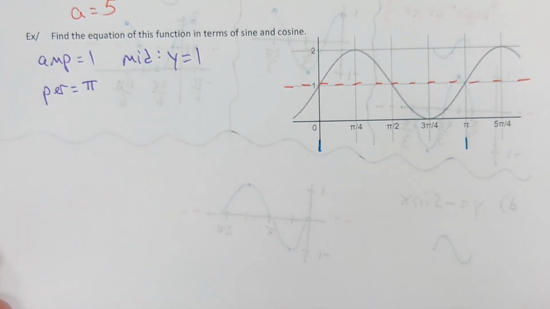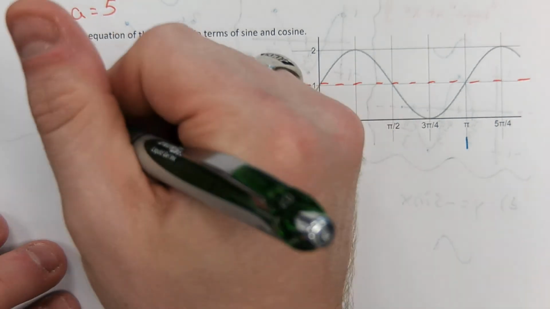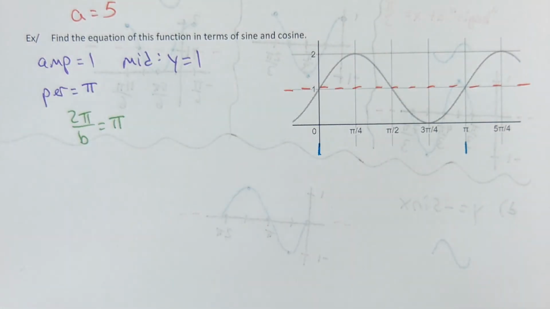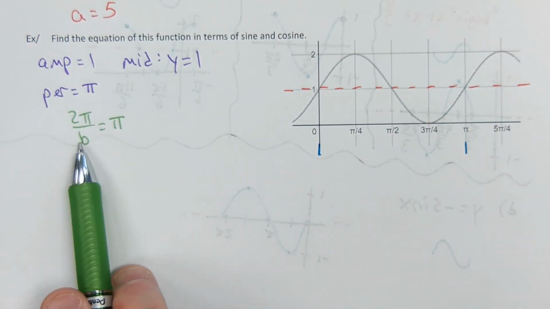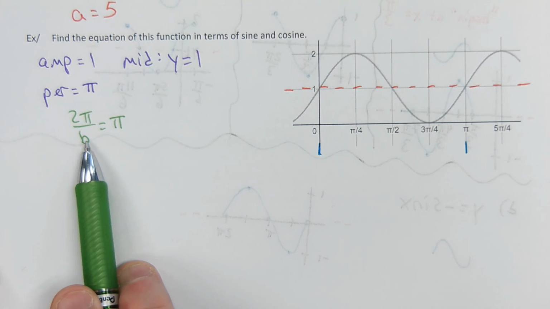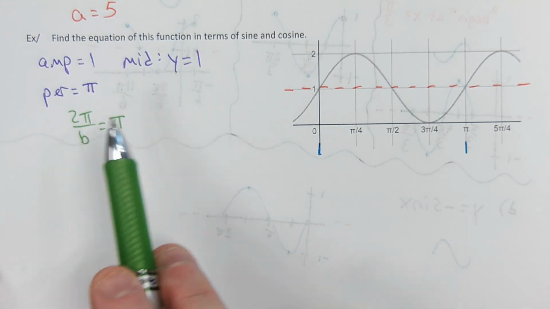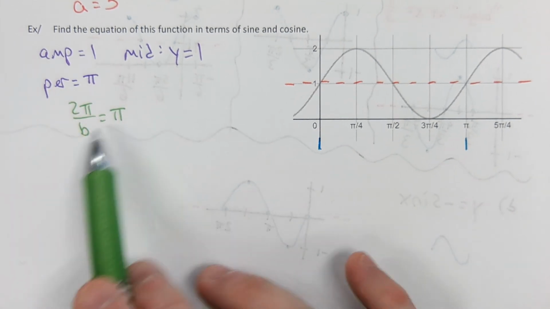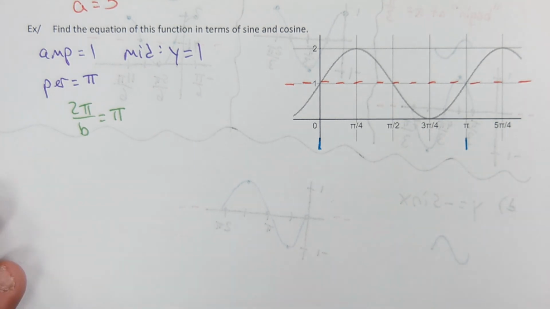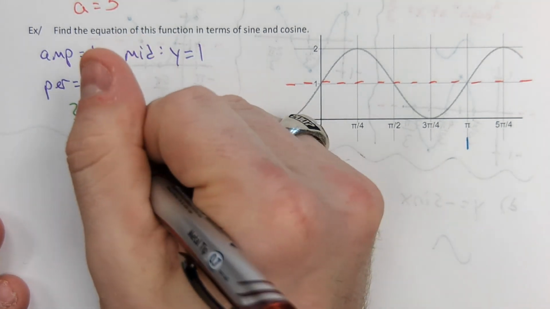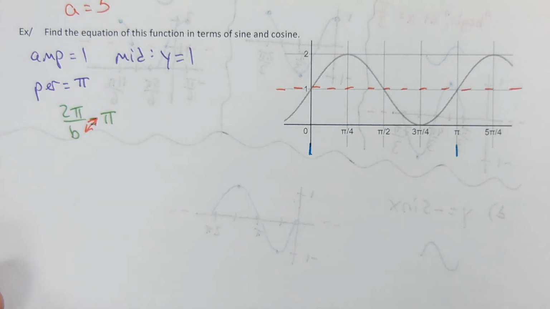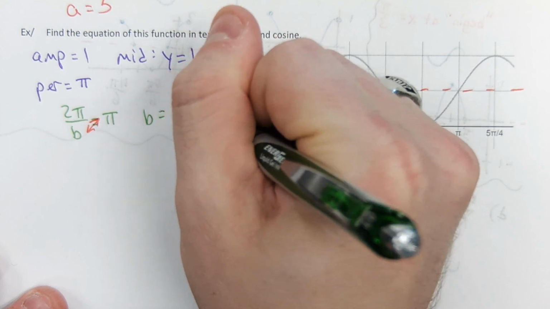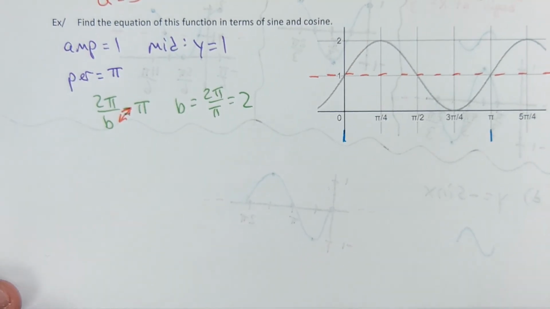The period length is supposed to be 2 pi over b, right? So 2 pi over b gave me that period length of pi. When you have to solve for this unknown b, right now it's pretty easy to see what the number is. But when it's not so easy to see, all you have to do is switch these two objects. What you'll get is b equals 2 pi over pi, which is 2.